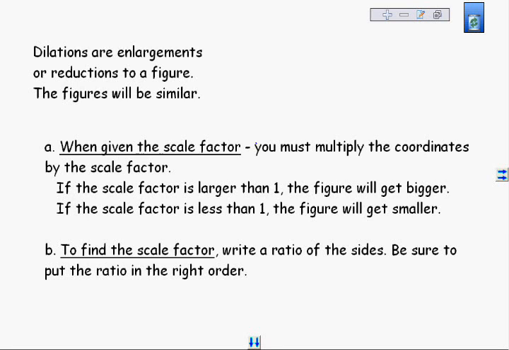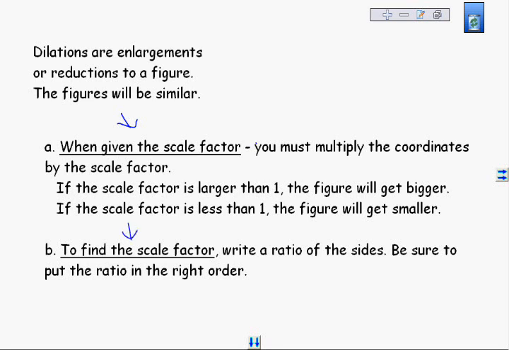When given the scale factor, you must multiply the coordinates by the scale factor. If the scale factor is larger than 1, the figure will get bigger. If the scale factor is less than 1, the figure will get smaller. Here's what I mean by scale factor. If you took something and you blew it up 3 times its size, that is the scale factor, 3. If you split something in half, or if you drew something half the size that it was, then the scale factor is half. So if scale factor is larger than 1, it got bigger, less than 1, it got smaller.